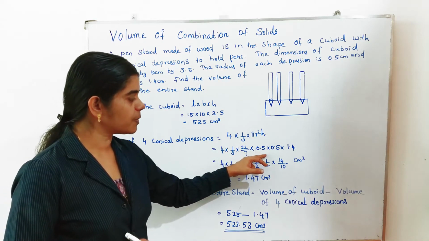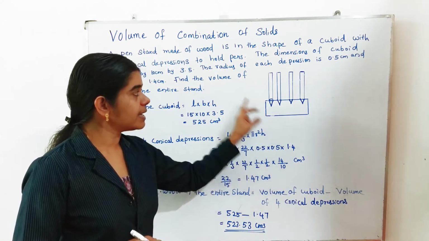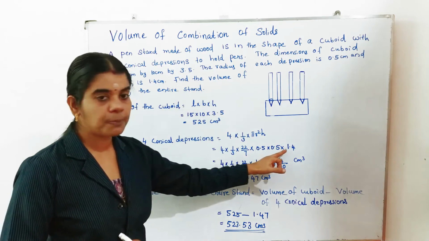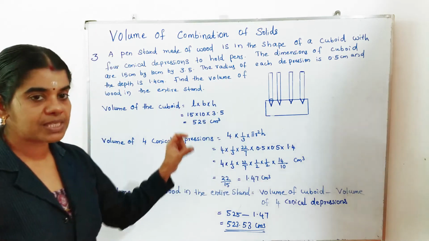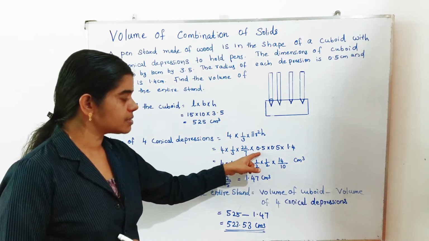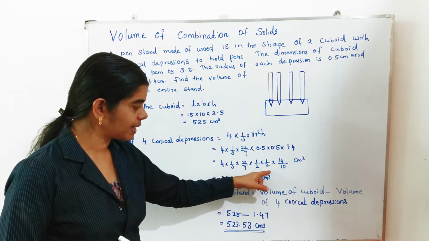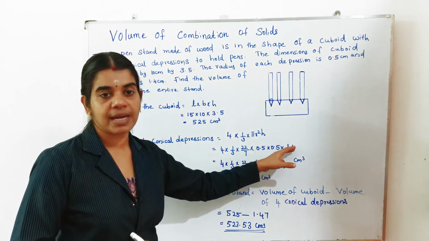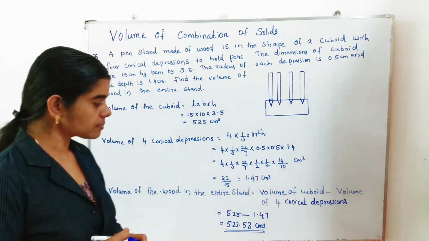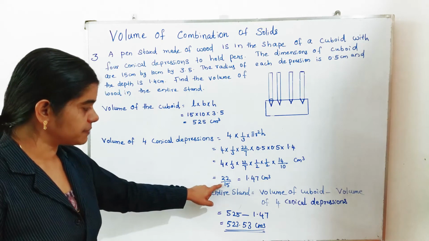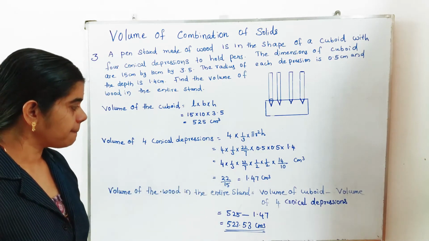R is equal to 0.5 into 0.5. H is equal to depth, that is 1.4. For making the calculation easy, we can write this 0.5 as 1 by 2, 1 by 2. Then 1.4 we can write as 14 by 10. Then 22 by 15 you got after cutting.